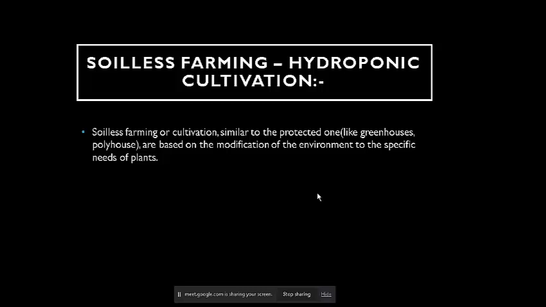Soilless farming is also called protected cultivation because we are using the green net, greenhouse, polyhouse for growing the plants, to control the conditions and to control the insects and pests. We are modifying the environment. We are giving the environment that is required by the plants. So what is the benefit of protected cultivation?